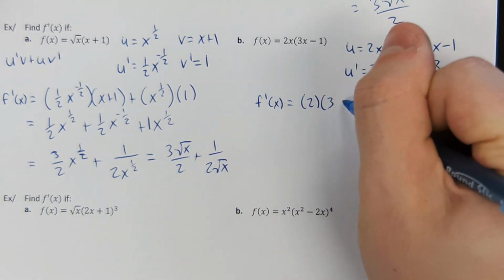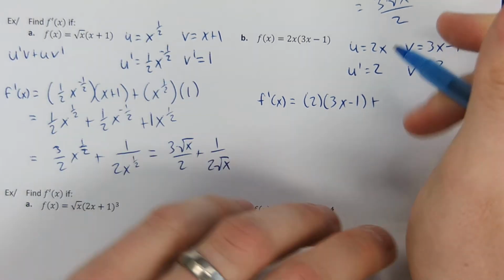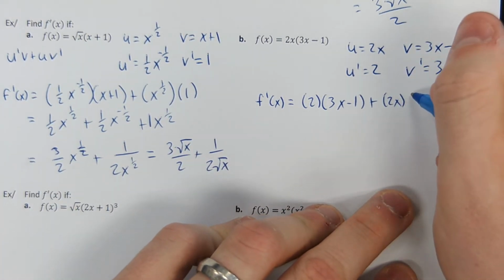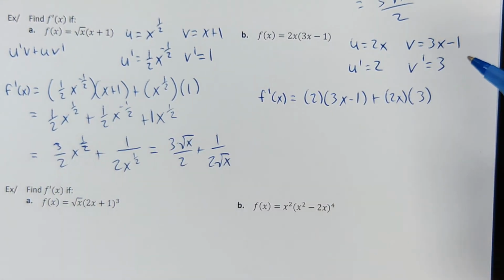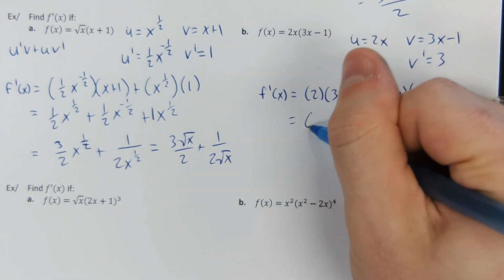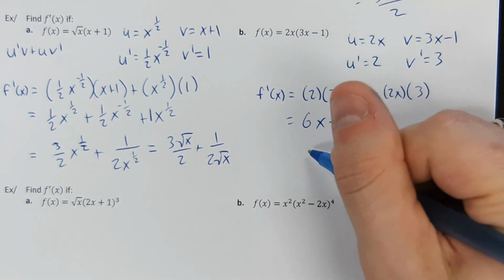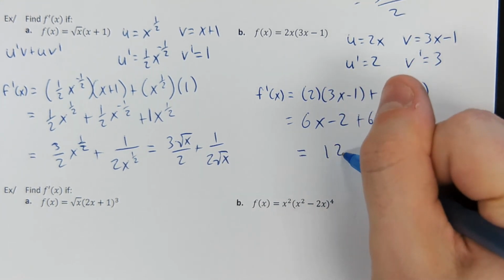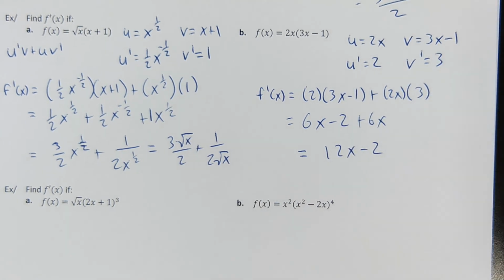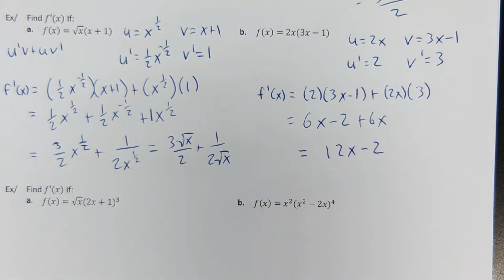U prime v plus u v prime. 6x minus 2 plus 6x, as promised, 12x minus 2. Easy. Yes. And as usual, we save the best for last.